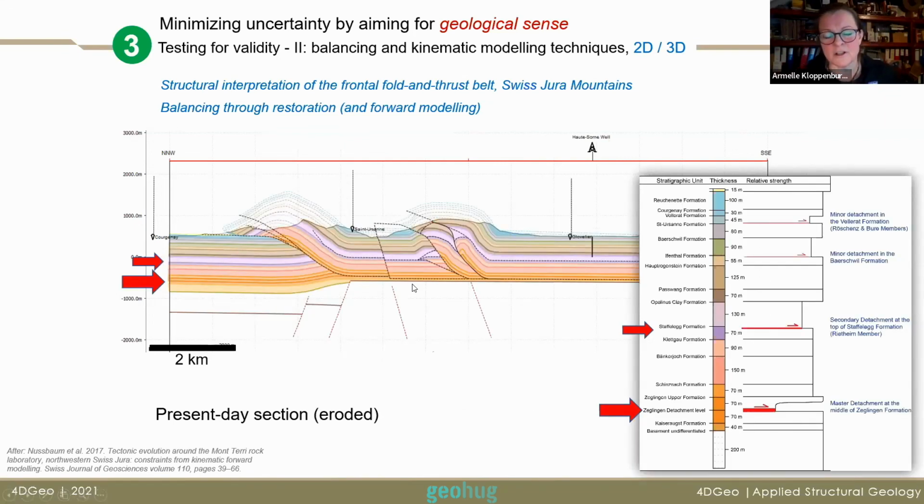And this is really the result of a series of iterations where interpretations are restored, tested for line length balance. Does everything fit back together again? Can we forward model it and fine tune it? And there's about 12 time steps now I'll show you in that process.